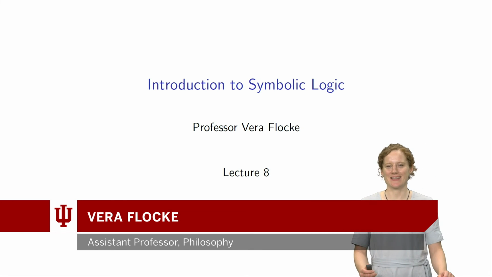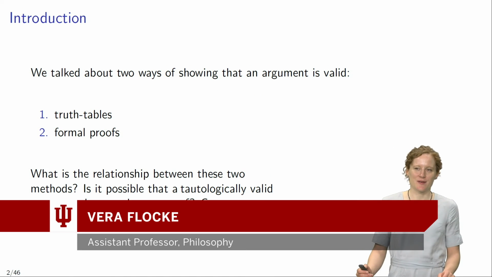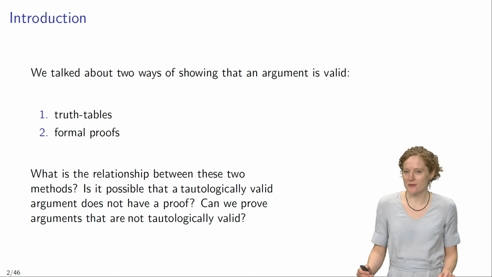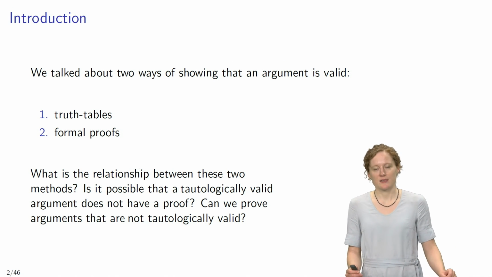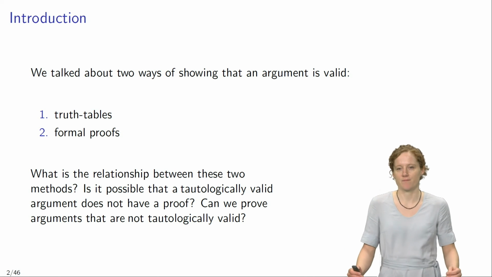This is Lecture 8. So we have talked about two ways of showing that an argument is valid. First, we have discussed truth tables and how you can use truth tables to establish the validity of arguments. And then we have discussed proofs and how you can prove a given conclusion from certain premises.